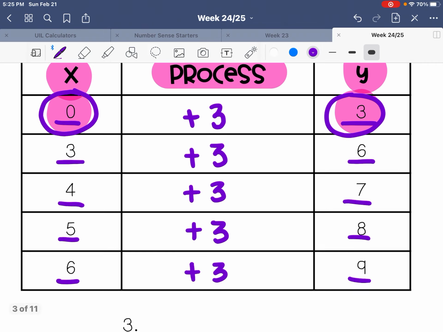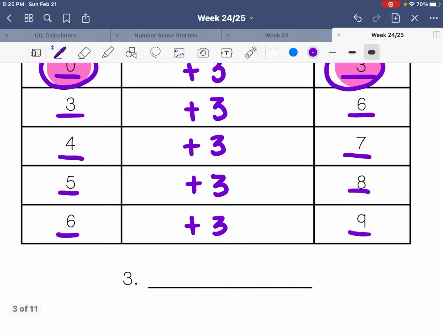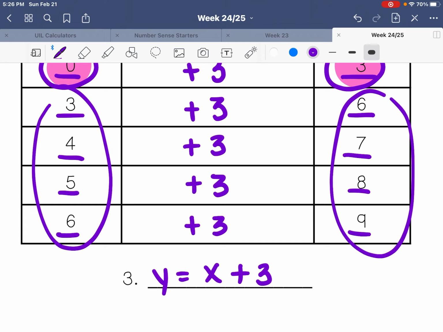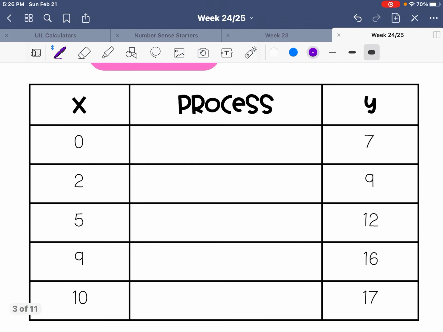So we now know that the process is y, and we always start our equation with y, equals x plus 3, because every time we have an x, to get to y, we have to add 3 to it. All right, let's look at this other table. Again, we're going to look from x to y and figure out the process. It's not that hard.